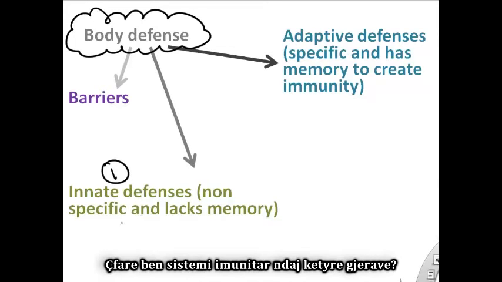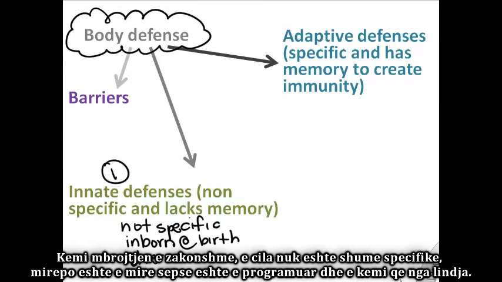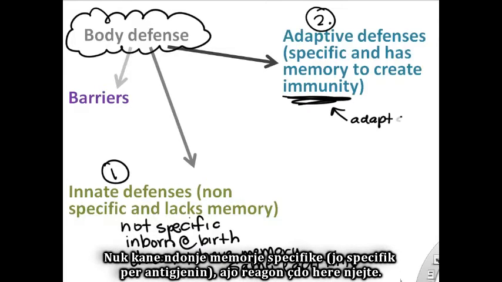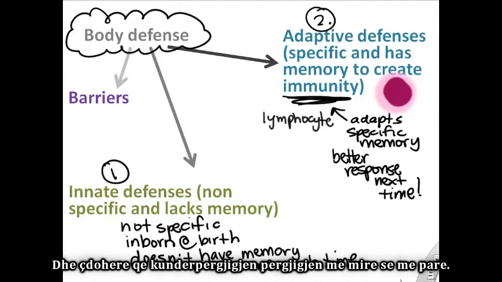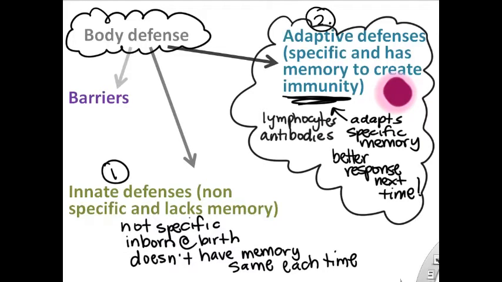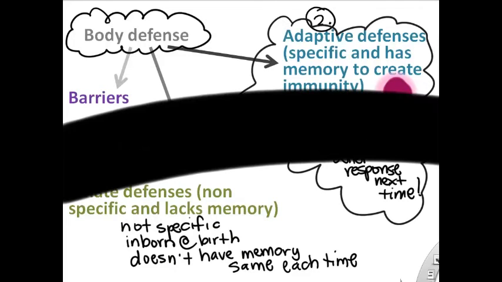So what about our body's defenses against these things? Well, we have what's called the innate or inborn defenses, which are not very specific, but it's good because they're programmed in you and you have them from birth. Basically, they don't have any memory, though. They respond the same each time. You also have these adaptive defenses, which are very specific and they have memory. And so actually, each time they respond better. The adaptive defenses are pretty much lymphocytes and antibodies. And we'll learn more about those later.